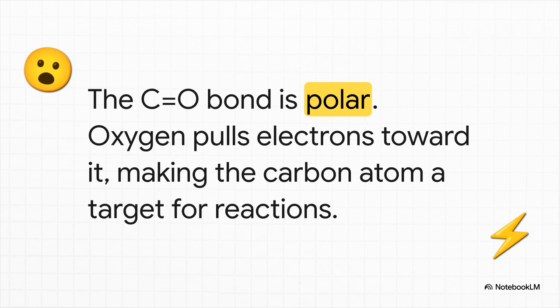It's all about polarity. You see, oxygen is what we call more electronegative than carbon. It's kind of like an electron hog. It pulls those shared electrons in the double bond closer to itself. What does that do? Well, it gives the oxygen a slight negative charge and leaves the poor carbon with a slight positive charge. And that little imbalance, that's everything. It makes that carbon atom a perfect target for all sorts of chemical reactions.